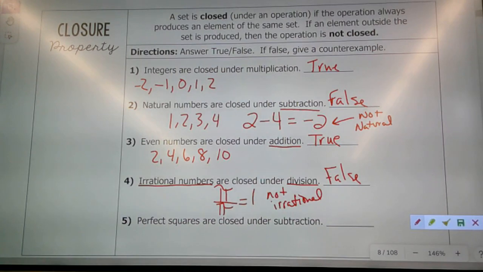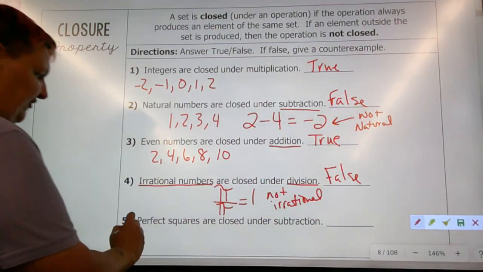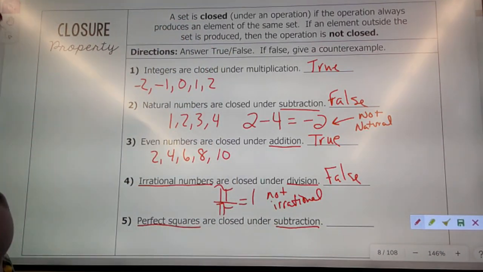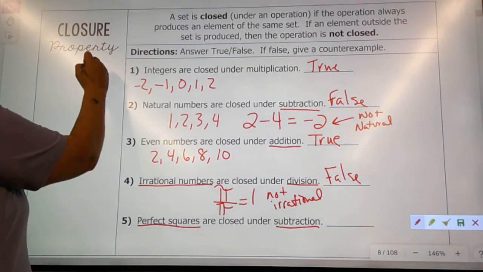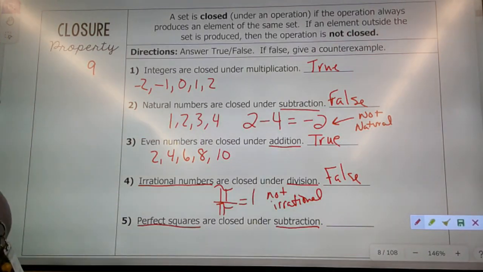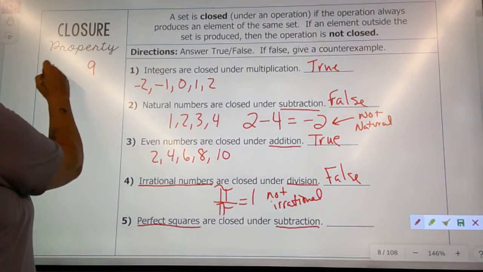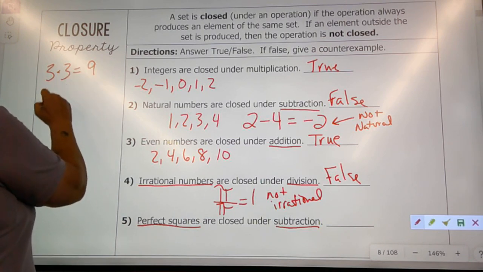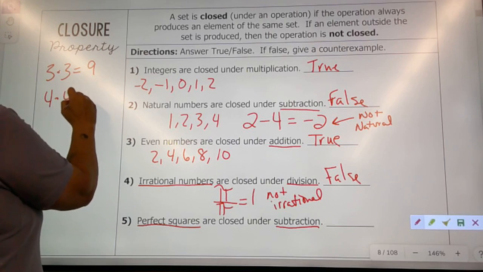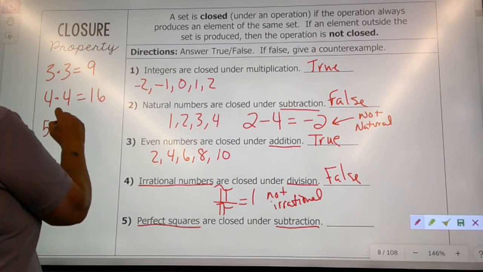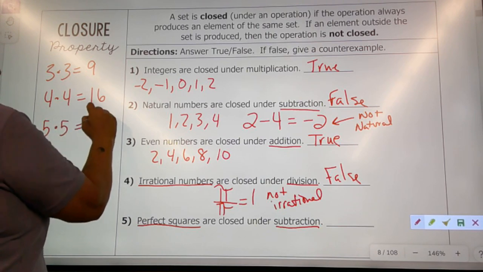Perfect squares are closed under subtraction. First we need to know perfect square, and then we need to look at them under subtraction. Perfect squares are the numbers you get when you multiply a number by itself. So 3 times 3 is 9, so it's a perfect square. 4 times 4 is 16, so it's a perfect square. 5 times 5 is 25, so it's a perfect square.